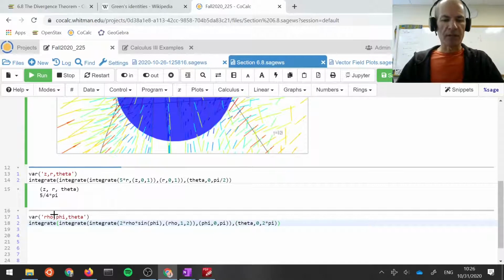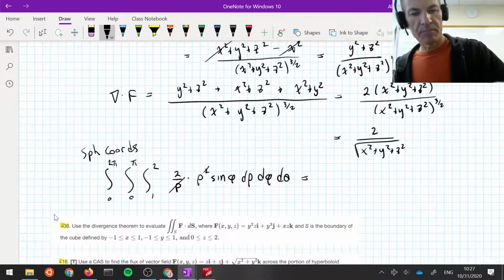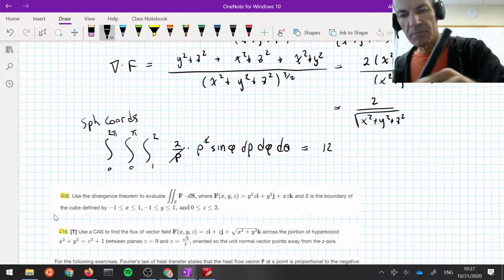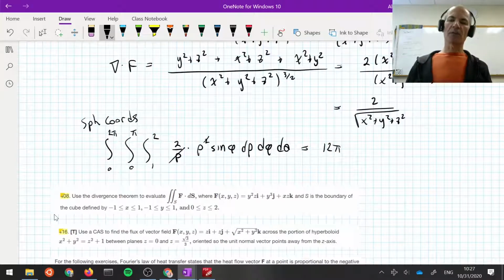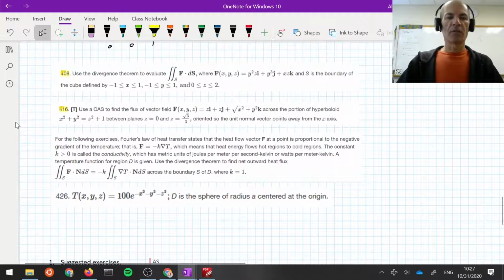And let's see if we can't figure out where that is. So that's matching the outer. That looks good. Good. This should match. Good. And that. And then this should match. Yep. All looks good. Let's run it. 12 pi. And we're done. So the challenging part here was computing the divergence and choosing the right coordinate system. Let's move on to 408.